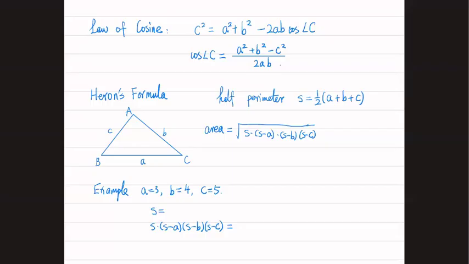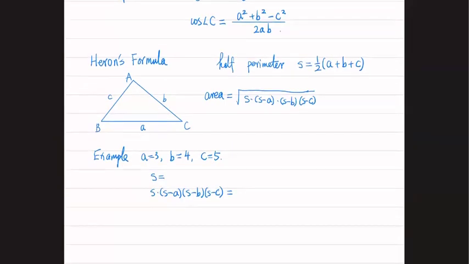Okay, I will give you a few minutes, maybe a few seconds, to find the half perimeter S. The half perimeter is 6. How did you get this? I added 3 plus 4 plus 5, that's 12, and half of 12 is 6. Okay.